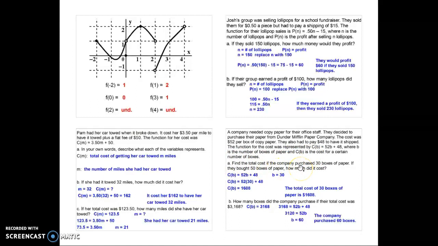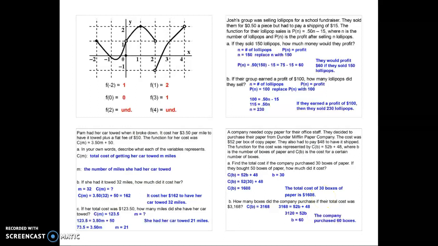So we want to find the total cost if they purchased 30 boxes of paper. Then if they bought 50 boxes of paper, how much did it cost? So C of B equals 52 times B plus 48. So B equals 30, you're just plugging that in. 30 boxes, 52 times 30 plus 48 is 1,608. So the total cost of 30 boxes is $1,608.